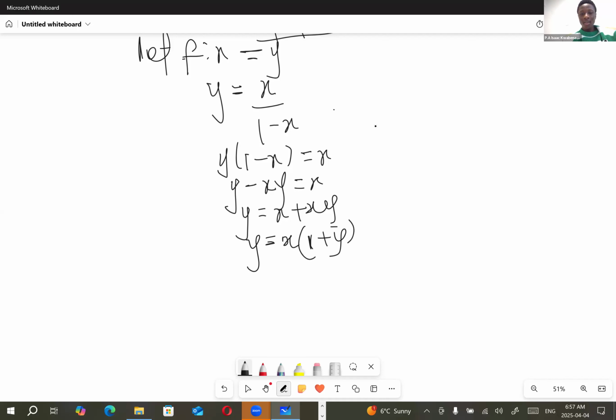But this time I want to write the x part first. I'm just turning it: x times 1 plus y equals y. Now what do you do? You divide by whatever is in the bracket, which is 1 plus y. It cancels. So x is equal to y over 1 plus y.